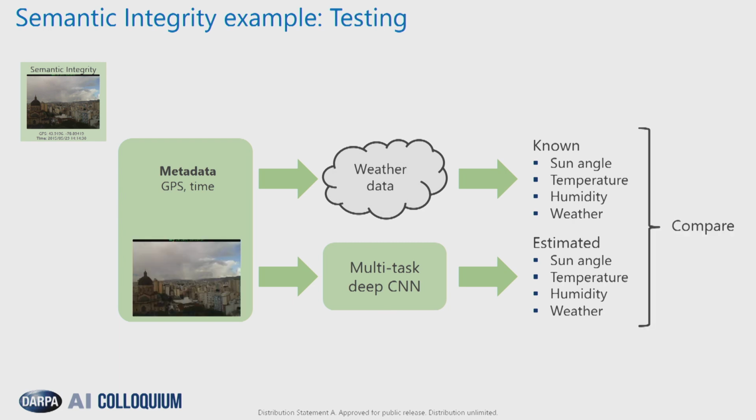At test time, when we wish to assess an image that we haven't seen before, we use a similar process. This time, the metadata may have been tampered with, or the image may have been tampered with. But we use the metadata to look up the weather data, and that gives us one estimate of the weather properties. And then we use our trained network to estimate those same properties from the pixels alone. So that gives us two estimates of the weather properties, and we can compare them and see if they're consistent or inconsistent. Again, inconsistency may indicate that the image has been manipulated.